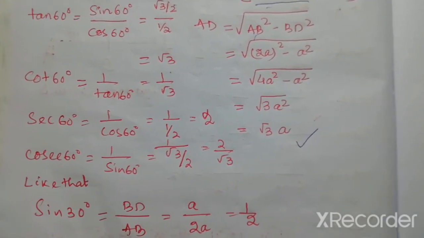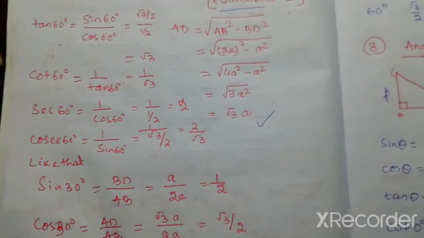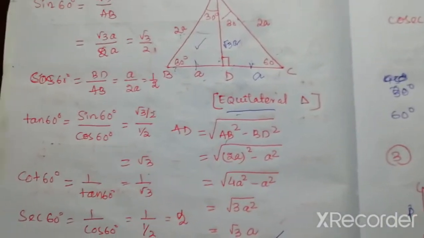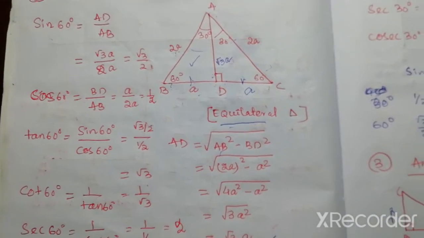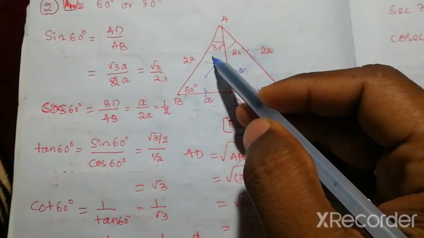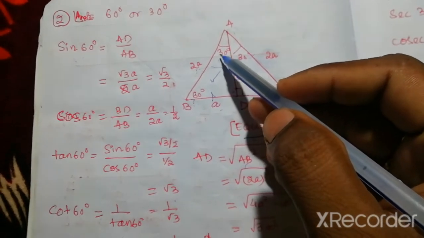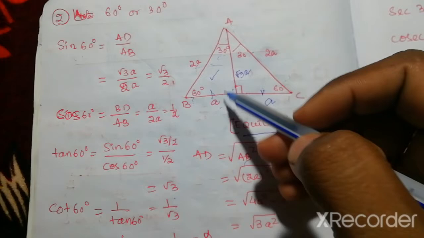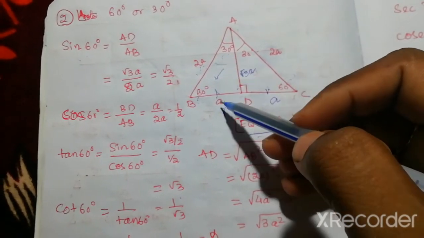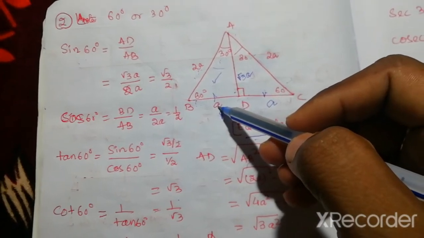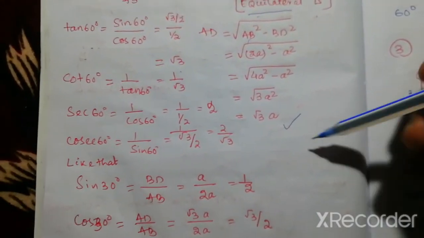Like that, if we measure sin 30, where is 30 degree? 30 degree is here. This one is 30 degree. Sin 30 means if this angle is 30 and it is the required angle, what happens? This is P, this is S, this is B. So P by S, that means A by 2A, 1 by 2. Look, sin 30 is 1 by 2.